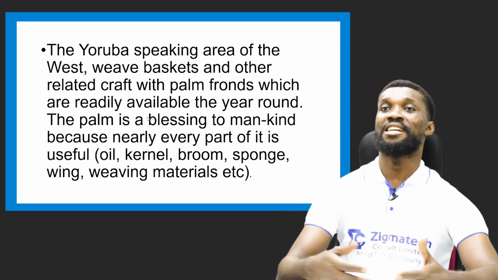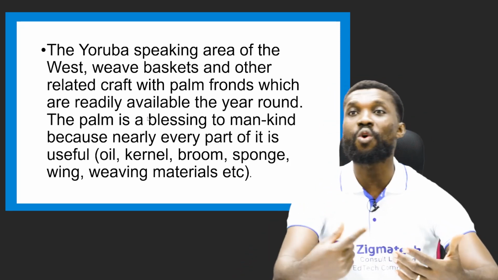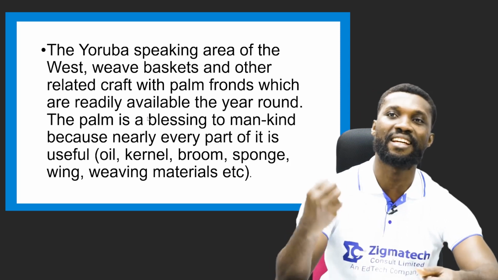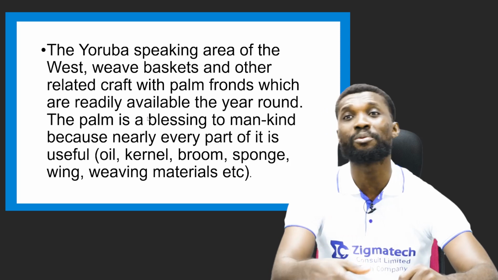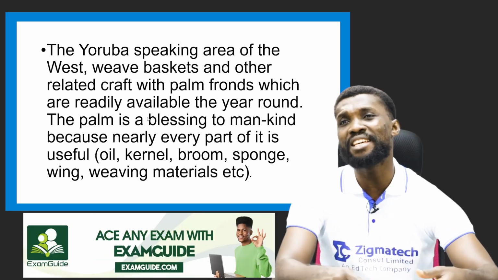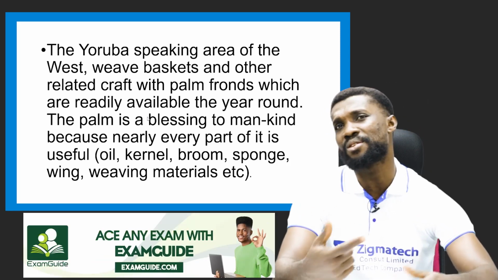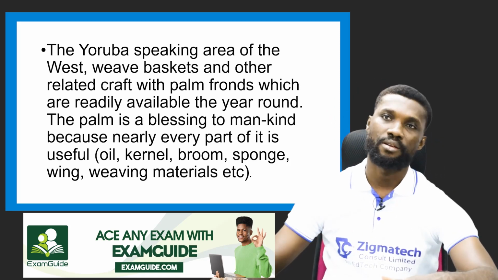So just like I said, you can use the kernel to produce oil. You have the palm kernel there, the seed. You can use it to do a lot of things. Cream. You have the leaf for the broom. You can produce sponge. You can produce wig. Even weaving materials. A lot of things can be gotten from the palm frond.